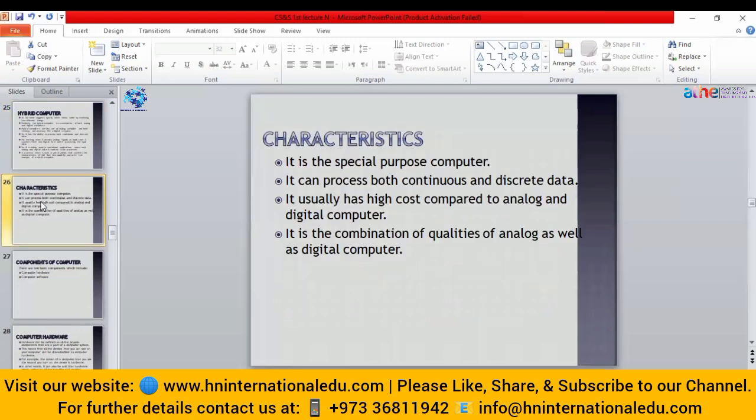Characteristics of hybrid computers: they are special purpose computers, like at the petrol pumps, where these machines are specified to that task. The robots are also responsible to do only one task. So they are special purpose computers. Like in ICUs, we are utilizing the systems for a specific task, to measure the ECG or other things. So it can process both continuous and discrete data. It usually has a high cost compared to analog and digital computers because of their making, and their components are expensive. So they are more expensive computers. It is the combination of the qualities of analog as well as digital computers.